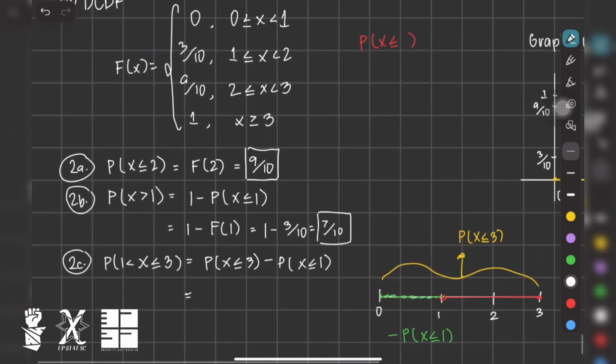So this will be f of 3 minus f of 1, where we can plug in the values. We can see here that f of 3 is basically 1. It's 1 minus, what's your f of 1? It's this, so that's 3 over 10. So that is basically 7 over 10.